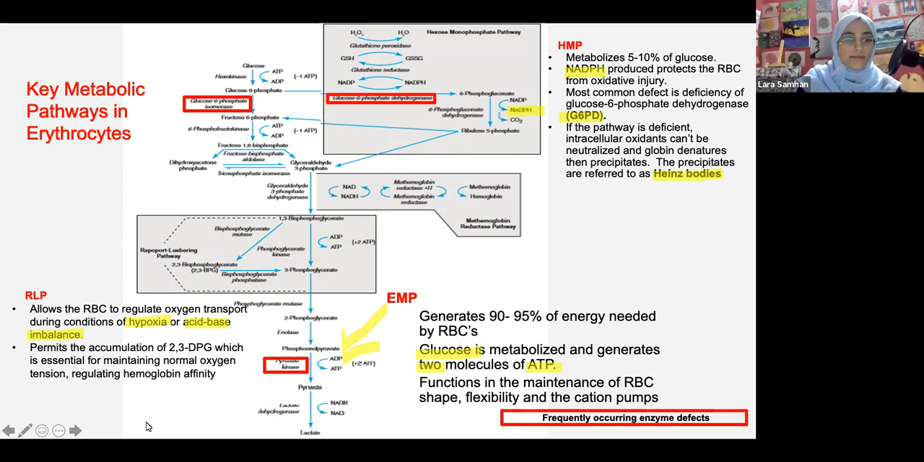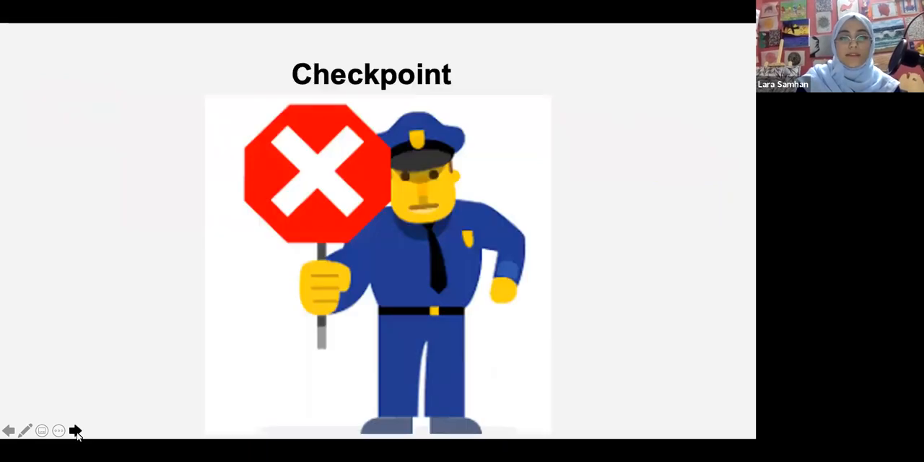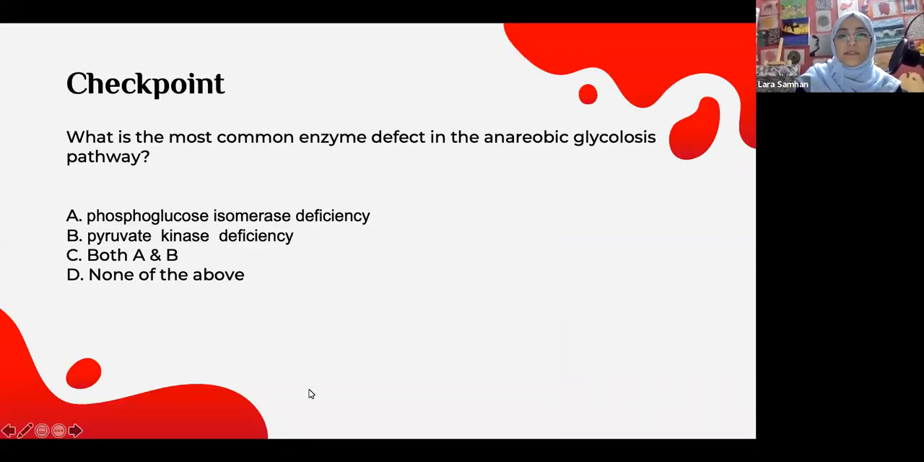Okay, moving on. Okay, so we have a checkpoint over here. Are you guys ready? It's easy. Right. So what's the most common enzyme defect in the anaerobic glycolysis pathway? So what do you guys think? A, B, C, or D?